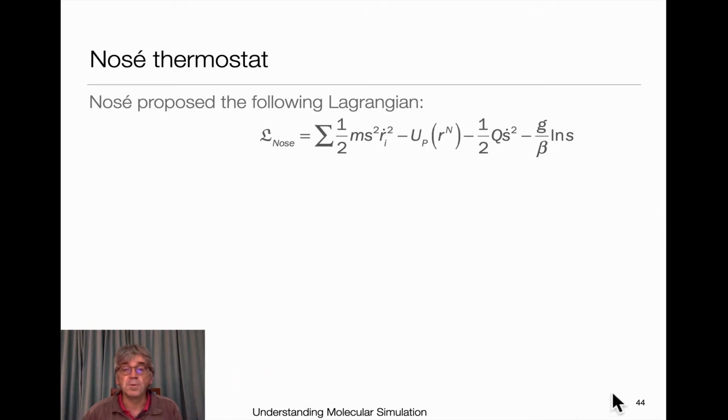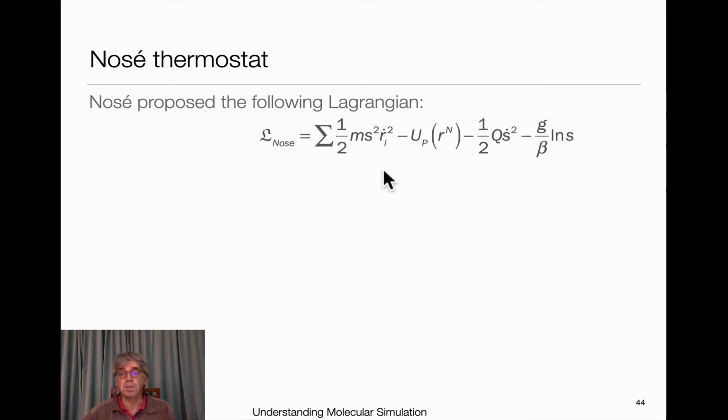So what Nose proposed is that if we simulate a system with this Lagrangian, we simulate the canonical ensemble. What you can see here almost looks like the normal Lagrangian. So what was the Lagrangian? From the field, it's the kinetic energy minus the potential energy. And if you have the Lagrangian, you can write your equations of motion using the well-known recipe we derived in our previous video.